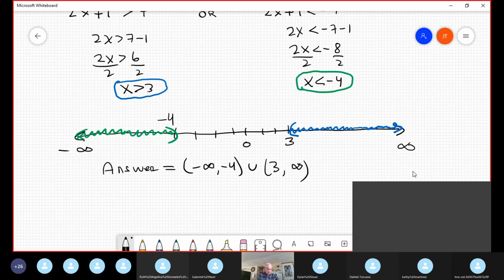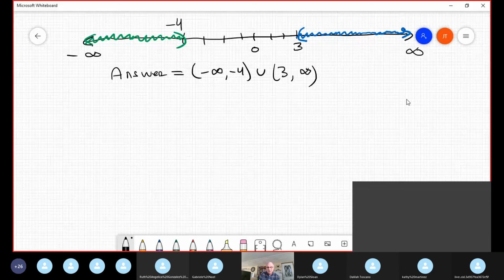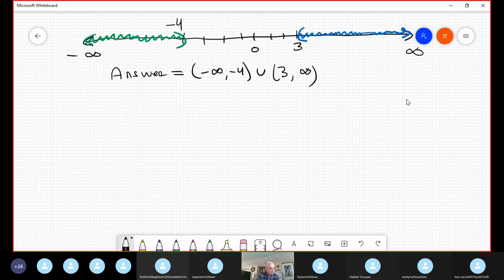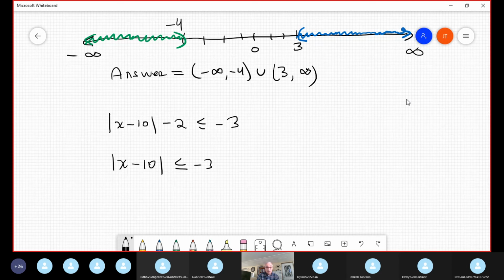Let me try to explain quickly, in the two minutes that we have, the special case. The special case you never find in the test because it's special. Suppose the special case: absolute value of x minus 10, minus 2, less than or equal to negative 3. I have no idea. I try to isolate the absolute value. Just the absolute value of x minus 10 is less than or equal to negative 3 plus 2, which is negative 1.